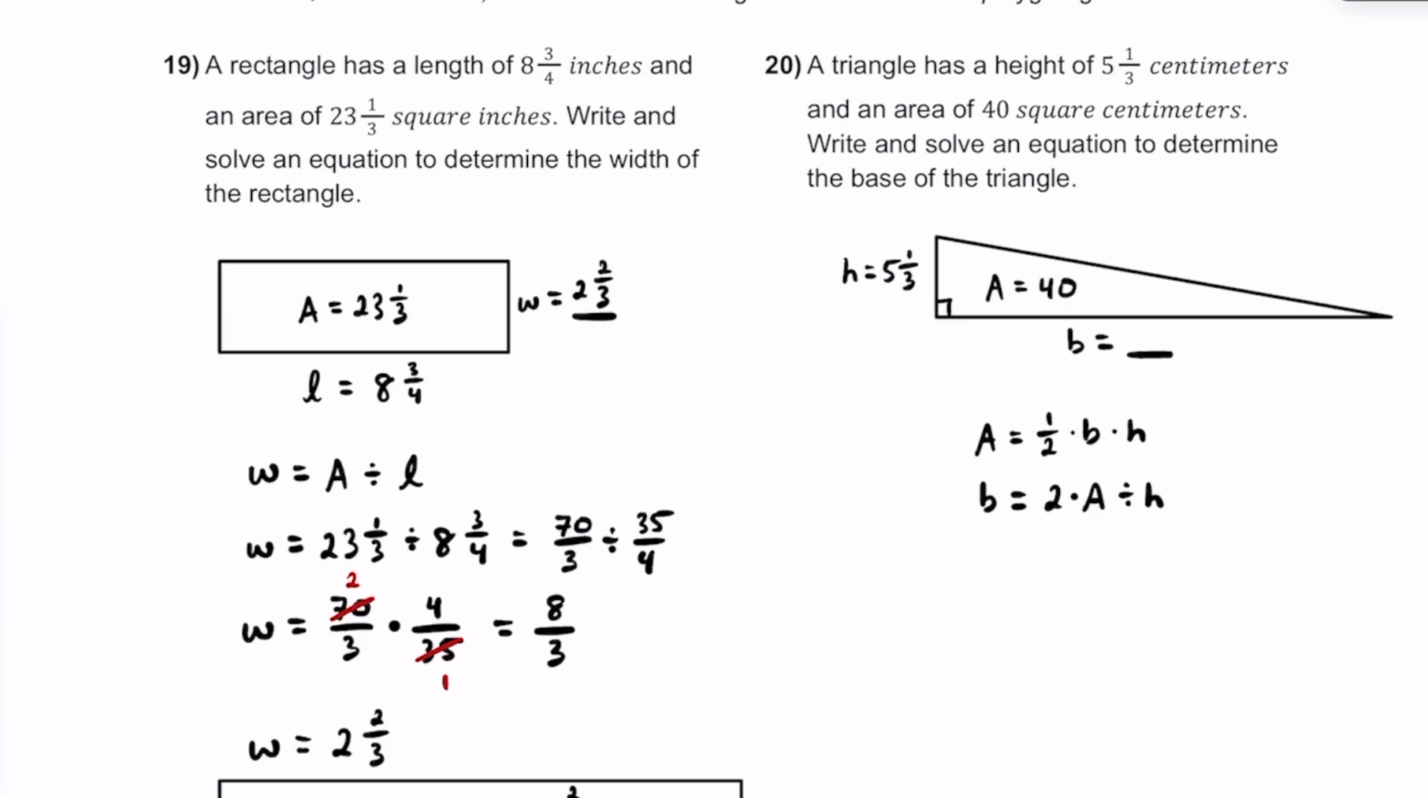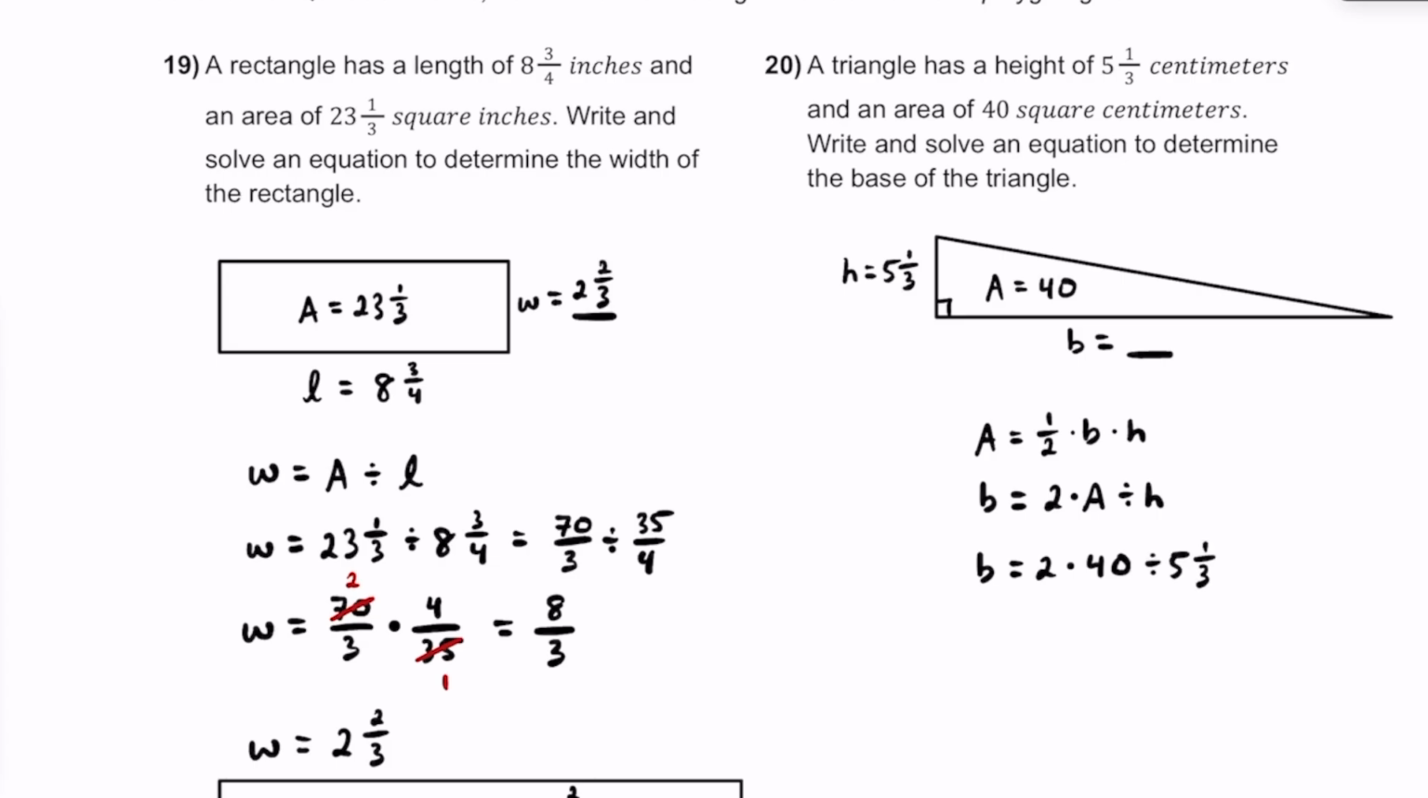All right, so if you want to check this, feel free to do so with maybe a triangle with easier numbers and see if this makes sense. But this would help you find that missing dimension. Okay, so let's go ahead and see if we can find the base here. The base is going to be 2 multiplied by the area. The area we know is 40, and then divide by the height here. The height here is going to be 5 1/3.